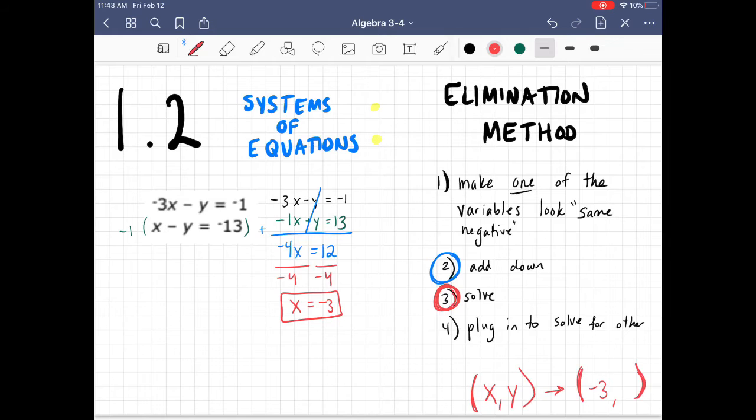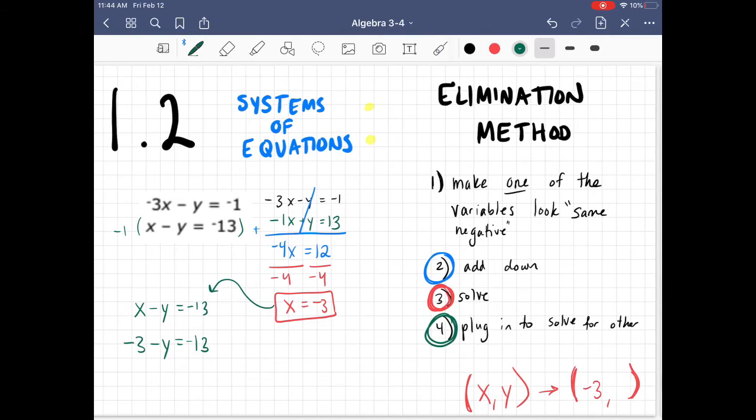Now I want to find out what the y value is. So I'm going to take that x equals -3 and plug it into the equation, either equation, to solve for the other variable. So I'm just going to plug it into x minus y equals -13. But I'll put -3 in for x. So I put that there, and now I can solve for y.